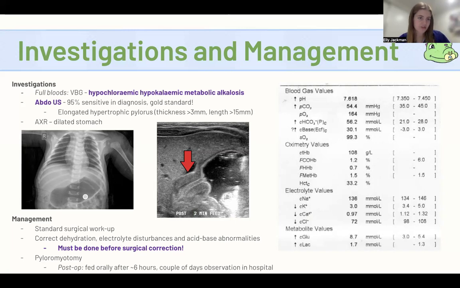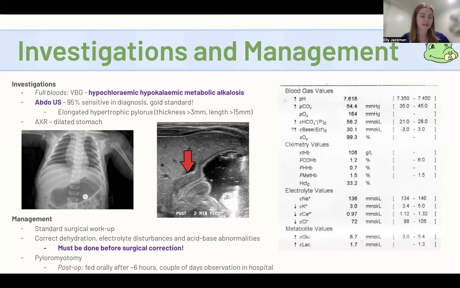The other investigation you'd like to do would be an abdominal ultrasound. So this is very sensitive for diagnosis. And on abdominal ultrasound, there'll be an elongated hypertrophic pylorus, which we can see there in this example ultrasound here. Abdominal x-ray isn't necessarily needed, but if done, may show a dilated stomach. In terms of management for pyloric stenosis, you do your standard surgical workup like we discussed before.